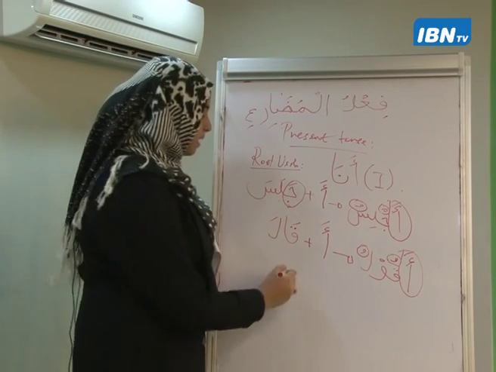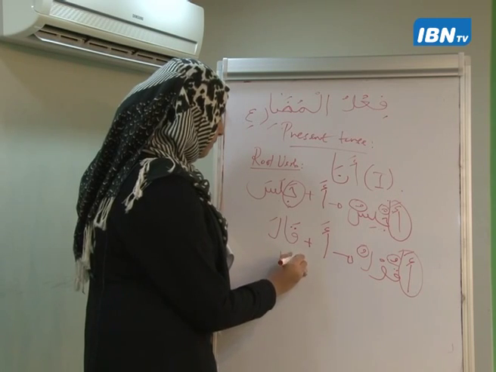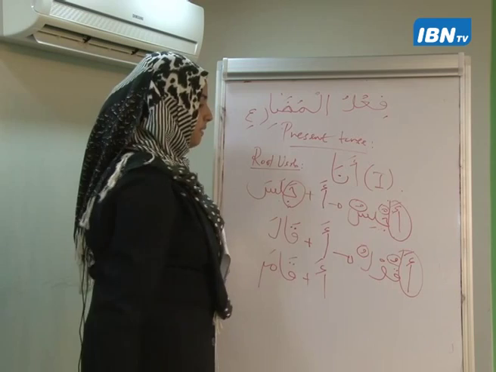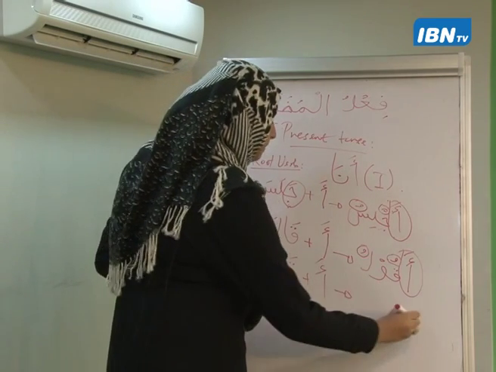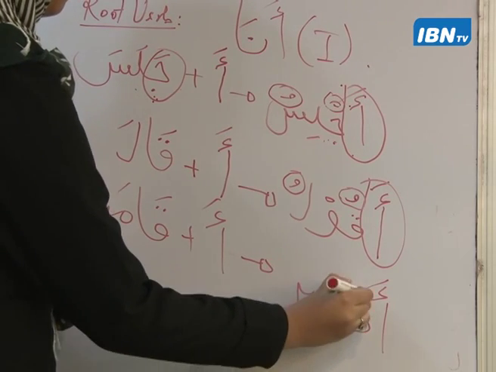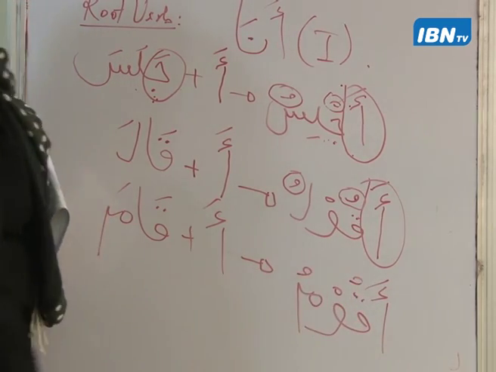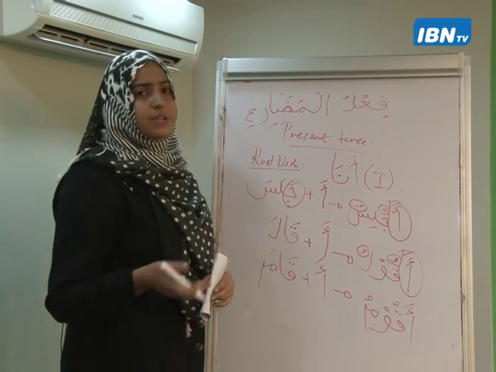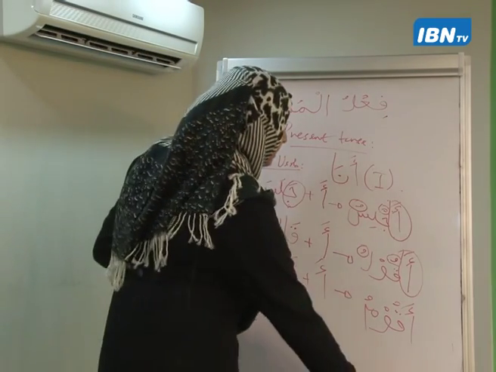Same goes for qama. Qama will also take the same form as qala. So qama, again I will add an alif and hamza there, and it's going to become aqumu. So it's going to become aqumu, aqulu. Now, what about hajja and farra? That must be clicking in your mind.